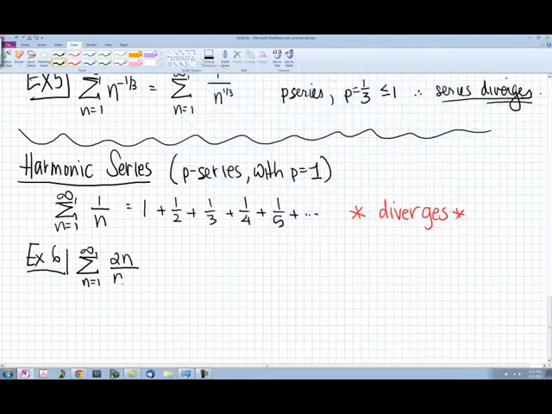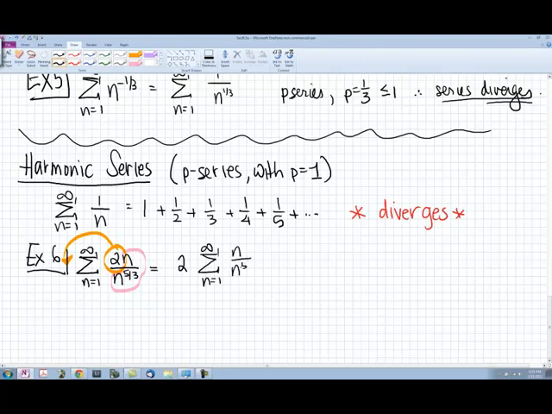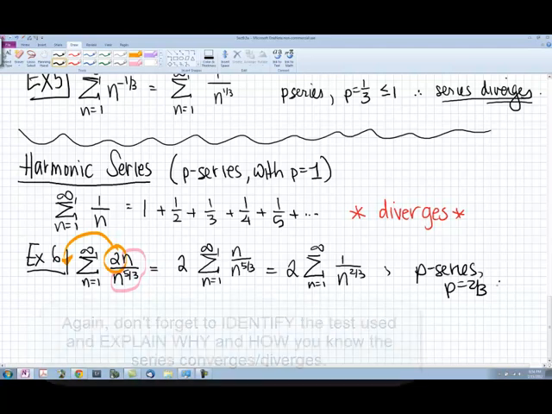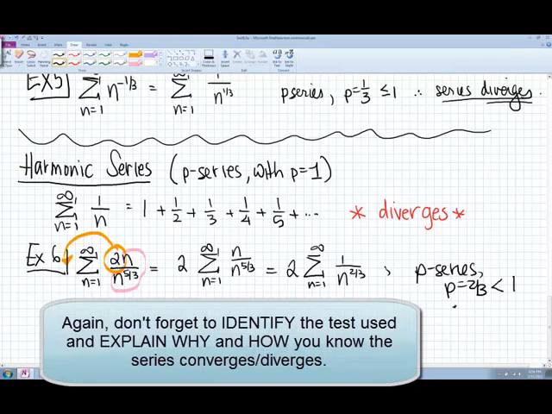So we're going to do one last one. 2 times n over n to the 5/3 power. We're going to rewrite this. I can simplify and combine my n over n to the 5/3. And this 2 is not going to affect anything in my sum, so I'm going to go ahead and pull that out. So I'm going to have 2 times the sum of n over n to the 5/3 power. So we can simplify that and give ourselves 1 over n to the 2/3. This is a p-series with p equals 2/3, which is less than 1, therefore it diverges.